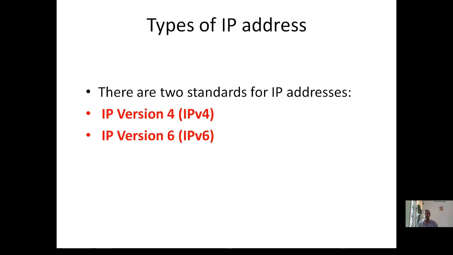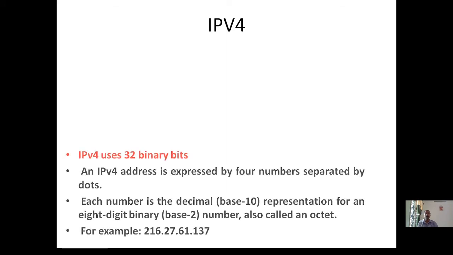There are two different versions of IP address, the standards IP version 4 and IP version 6. IP version 4 we denote as IPv4 and IP version 6 is denoted as IPv6. Simply we can say there are two types of IP address, IPv4 and IPv6. First we learn about IPv4. What is IPv4?